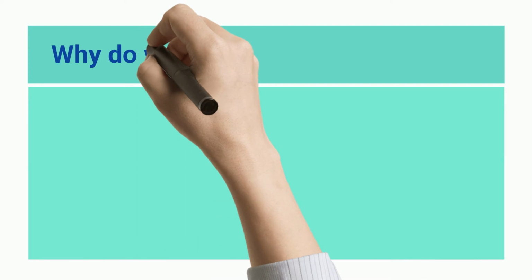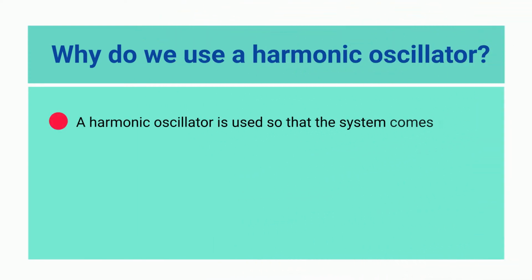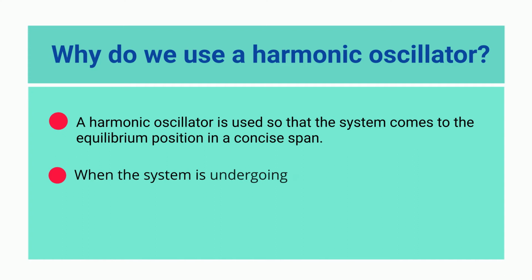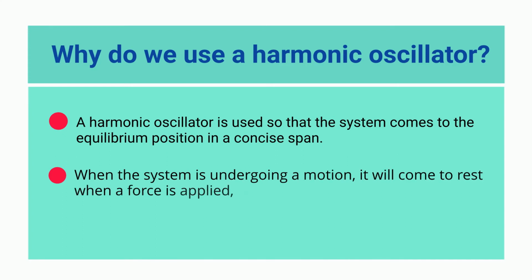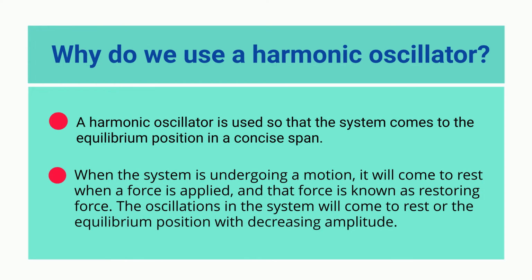Why do we use a harmonic oscillator? A harmonic oscillator is used so that the system comes to the equilibrium position in a concise span. When the system is undergoing a motion, it will come to rest when a force is applied, and that force is known as restoring force. The oscillations in the system will come to rest or the equilibrium position with decreasing amplitude.